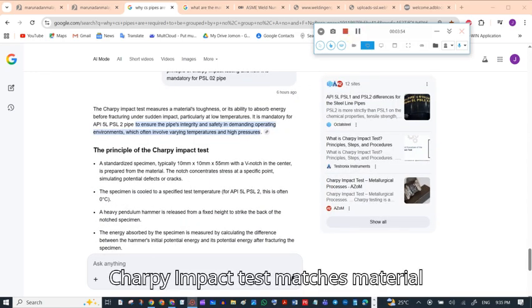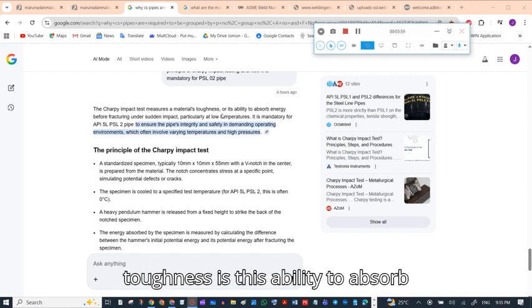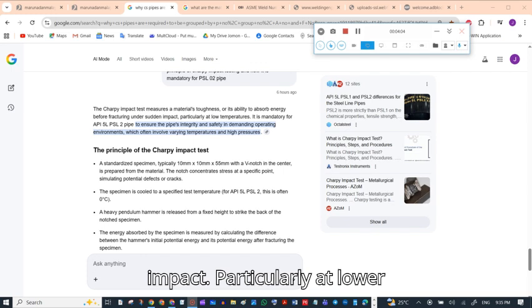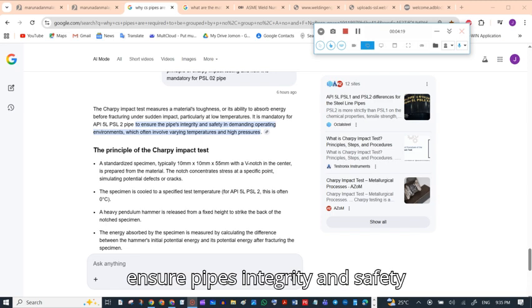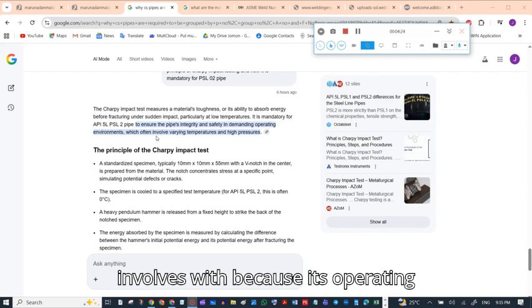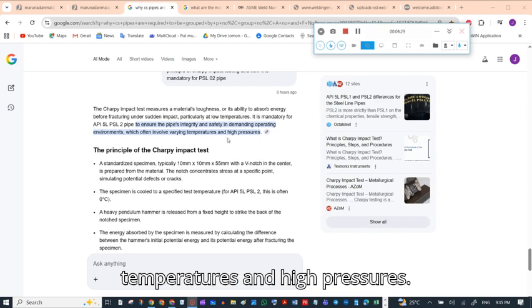Charpy impact test measures a material's toughness. What is toughness? It is the ability to absorb energy before fracturing under sudden impact, particularly at lower temperatures. So it is mandatory for API 5L PSL2 to ensure the pipe's integrity and safety in demanding operating environments, because these environments involve varying temperatures and high pressures.